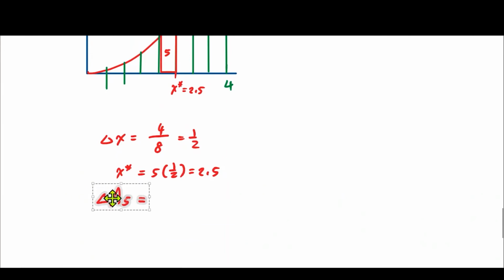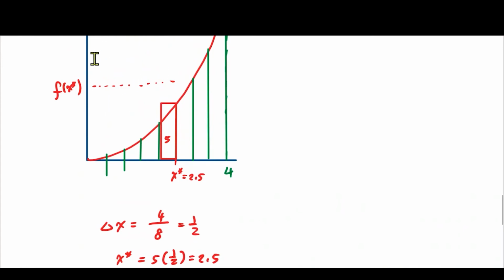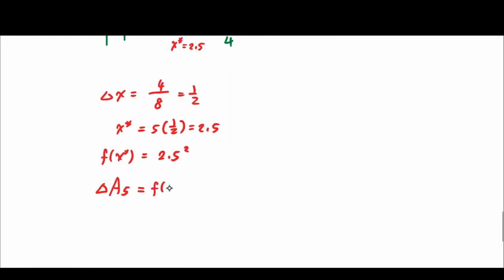Before we do that, we need to calculate the height of this rectangle, which is a value of the function, isn't it? So is this f of x asterisk equal to 2.5 squared? You with me? If this is 2.5, this is 2.5. Now I'm going to have to erase that, right? Okay, so what we have is f of 2.5 squared times the width. So in reality, this is 2.5 squared times 1/2, 0.5. You with me? Are you with me on this one?